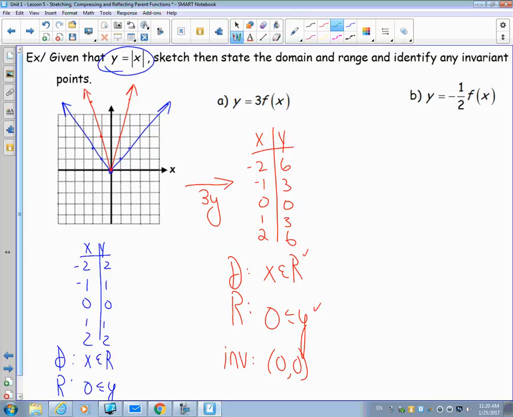Let's try the next one. Negative 1/2 f(x). What's happening? That's a vertical reflection and a vertical compression. I need to take my y values and multiply them by negative 1/2.